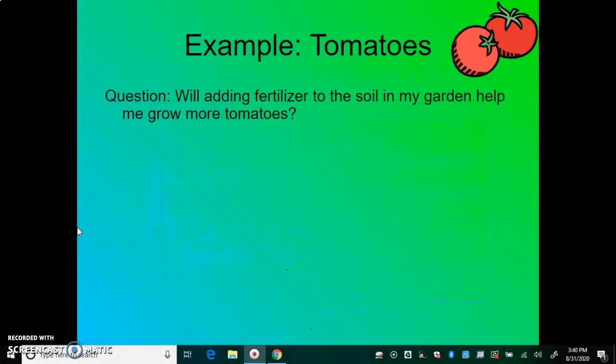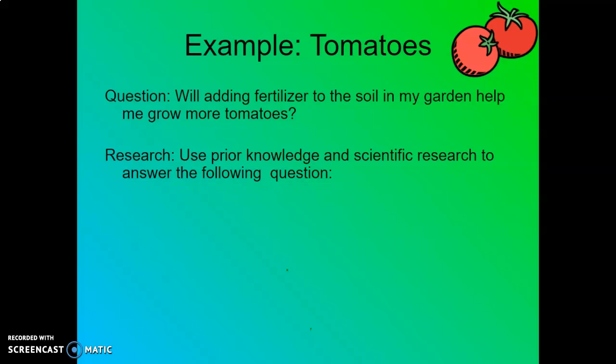Okay, so here's an example going through starting at the very beginning of the scientific method. So we're asking a question or we have a problem. So will adding fertilizer to the soil in my garden help me grow more tomatoes? So that's our question. So after your question, you then go into your research. So you're using prior knowledge and scientific research to answer the following questions. So we already know, in order to grow plants, you need water, you need sunlight, you need minerals in the soil. So those are all things. And then you can use your prior knowledge of what you do know about fertilizer. So normally fertilizer does help increase the production or growth of plants.